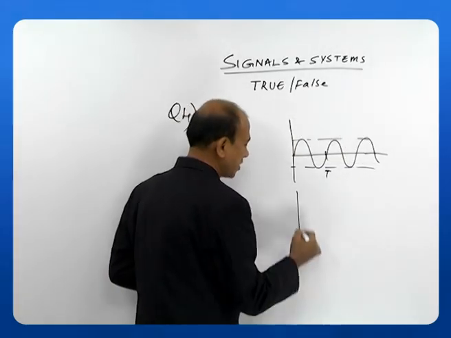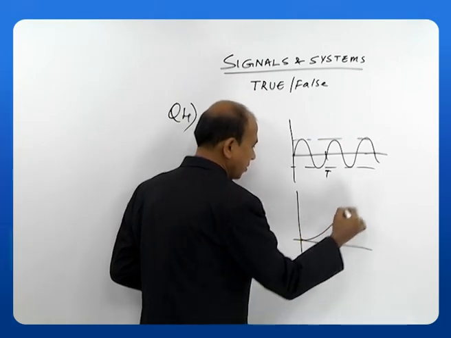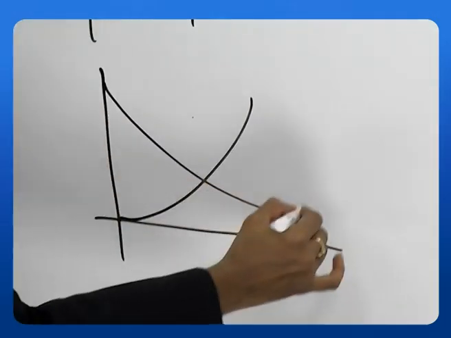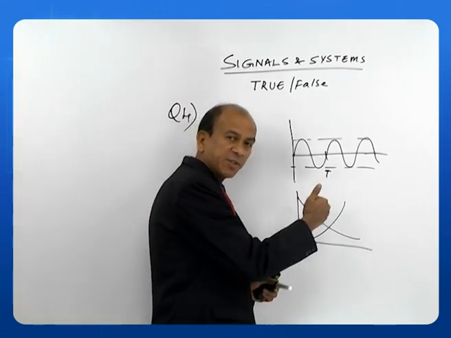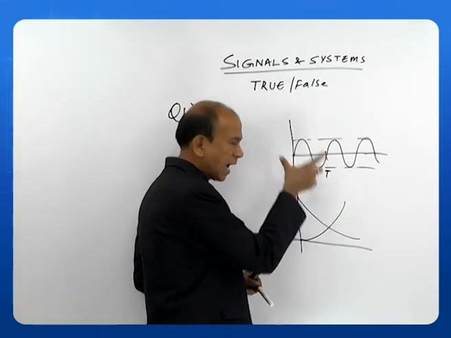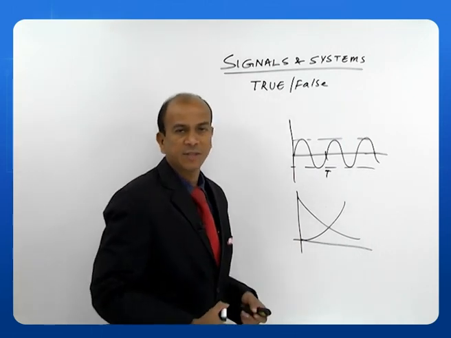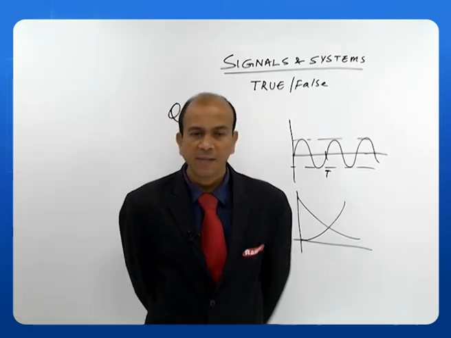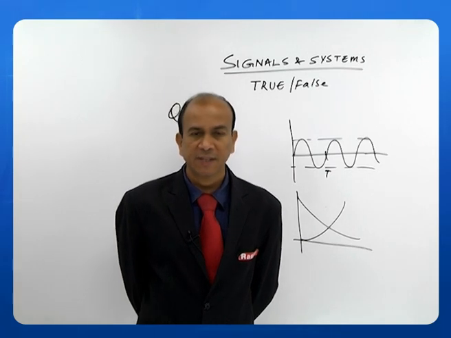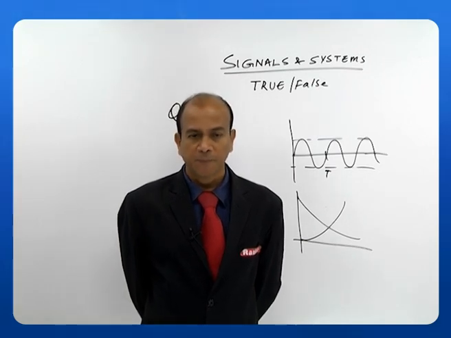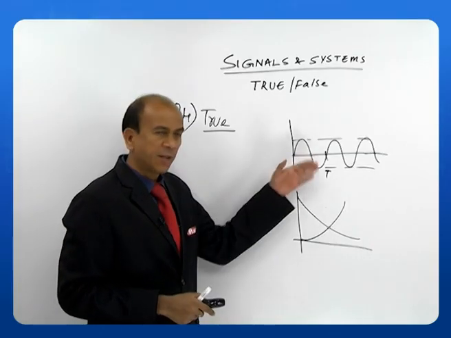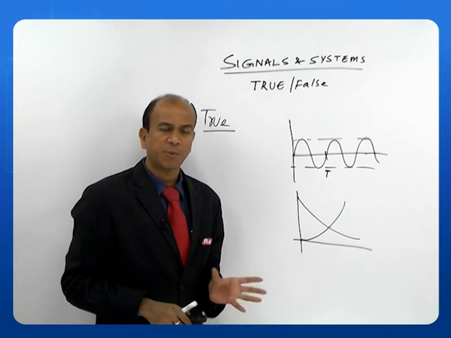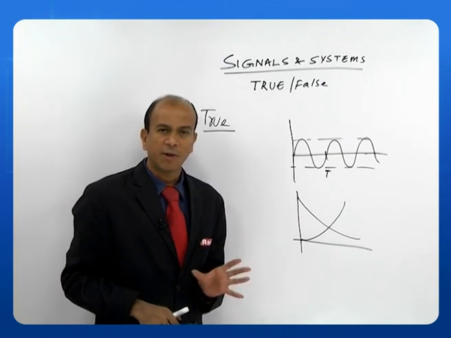Similarly, you have an exponential signal, which can be exponentially rising or an exponentially decaying signal. So are these periodic? That's what the question says: the sinusoidal and complex exponential signals are always periodic. The answer is true. So a sinusoidal signal and a complex exponential signal are always periodic in nature.